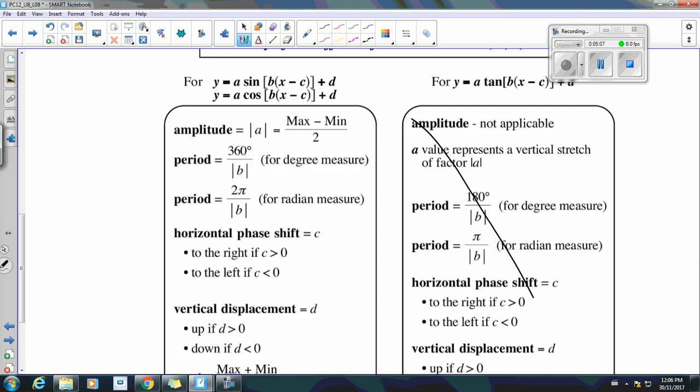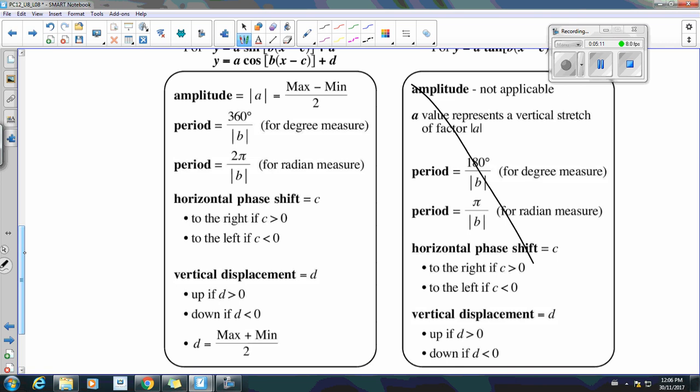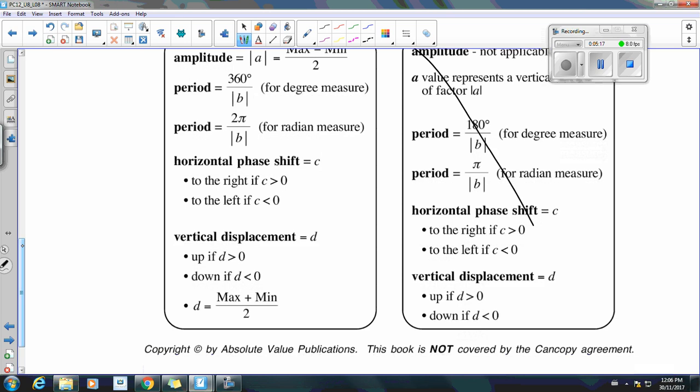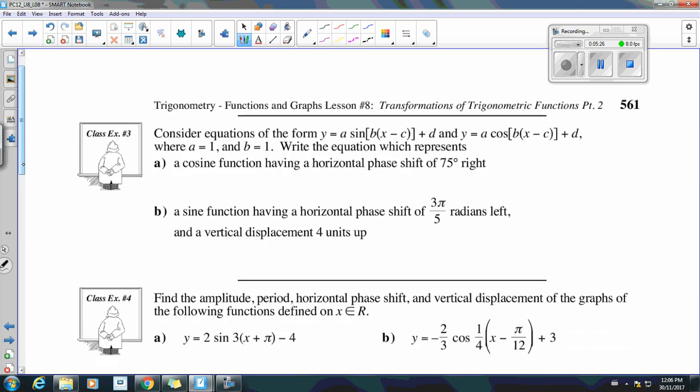So the amplitude A is max minus min over 2. The period is 360 divided by B. Again, those are always going to be positive, so we use absolute value of A and B. Horizontal phase shift, we move right or left, depending on the sign. The vertical displacement, up or down, or we can use this formula to help us from the graph as well. Example 3.